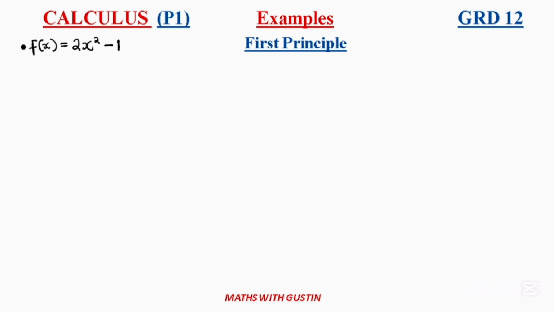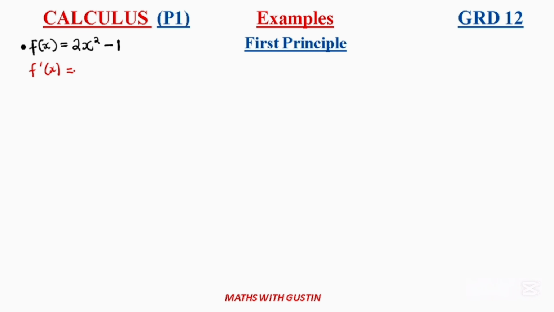So let's have a look at this question here. It's in calculus, first principle. This is the derivative on first principle. If you are given f of x equal to 2x squared minus 1, then they are asking us to find the derivative, which is f prime, in terms of first principle.